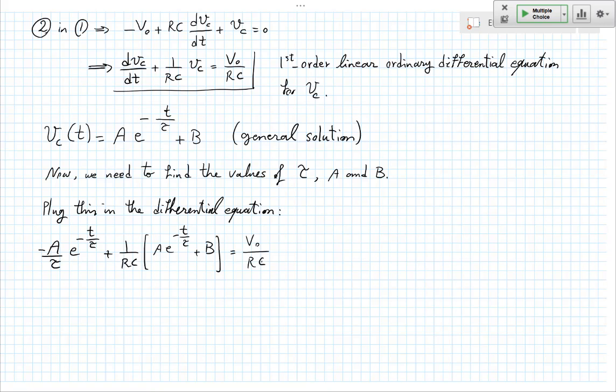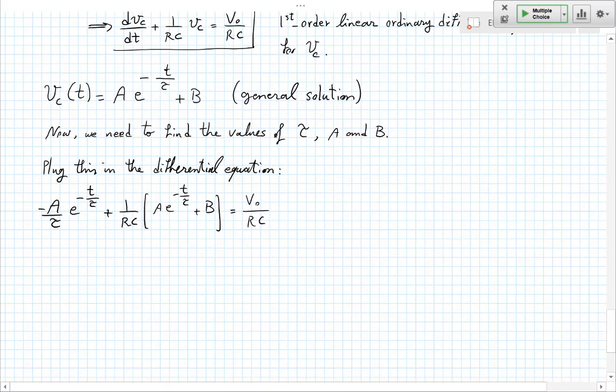I'll rearrange a little bit, just like I did in the other example last time. So here I can factor out a e to the minus t over tau, and I'll have minus 1 over tau left from the first term and 1 over RC left from the second term. And then I have plus b over RC equals the other side.